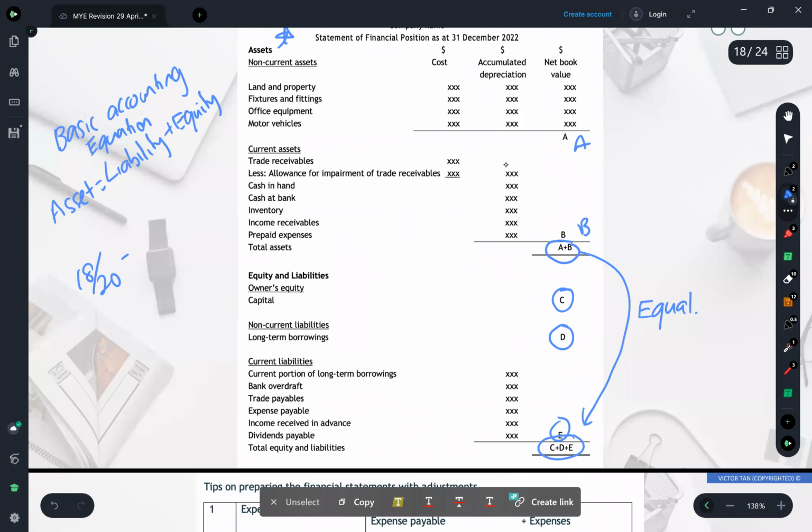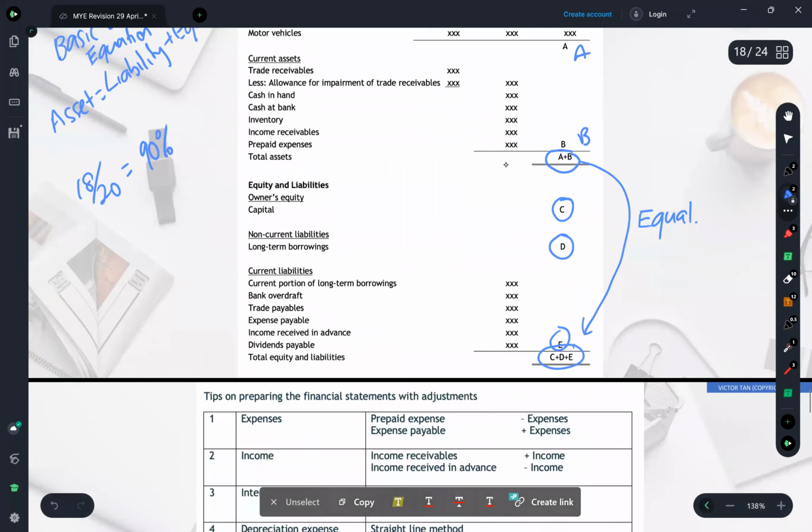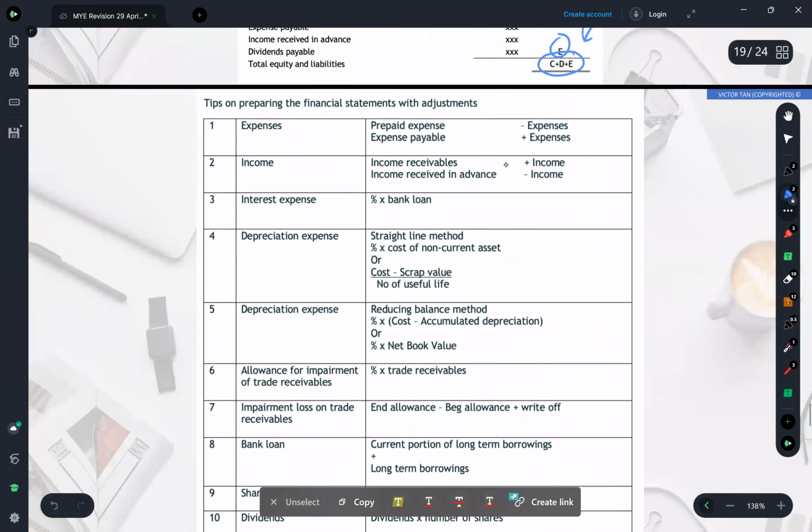If you get 2 wrong, 18 out of 20. 18 out of 20 is how many percent? 90%. It's still an A1. It's a solid A1. All right. So actually, POA is very doable. POA can get A1 and you can do very well under the right guidance. And yeah. So these are the tips on preparing the financial statement.